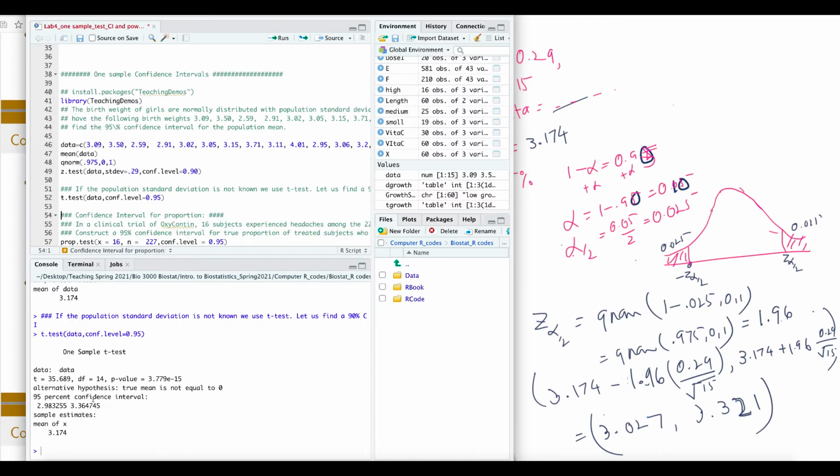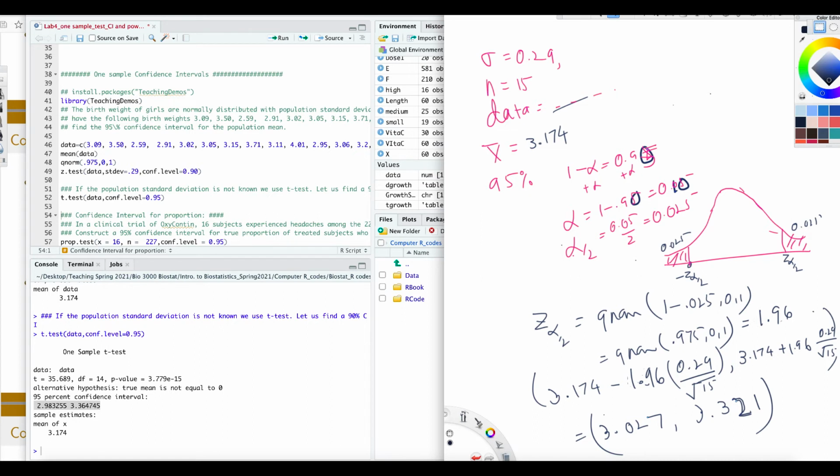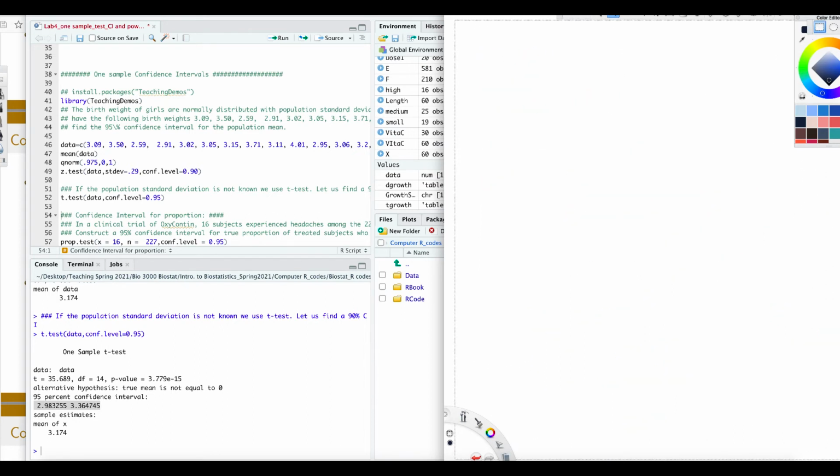If you run it, you will get the 95% confidence interval. Suppose that in this data set the sigma was not given. That is the assumption for this second example. Suppose the population standard deviation sigma or the population variance was not given, then you will be doing just a T test instead of the Z test to find out the confidence interval. Okay, guys.